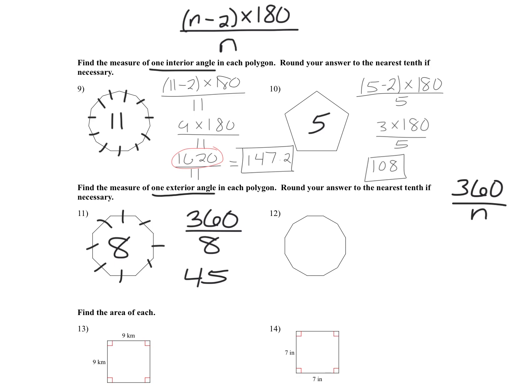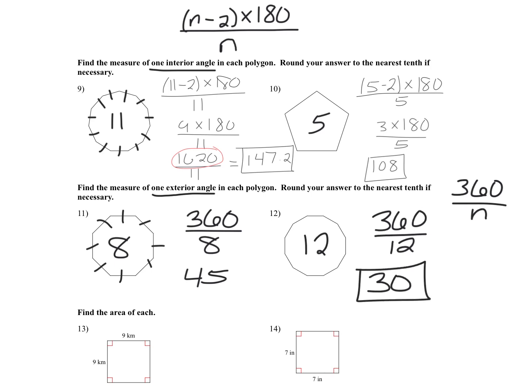12, how many sides does 12 have? 12. What's this 12-sided shape called? Dodecagon, yep. So take 360 divided by 12. What'd you get? 30. Good. We all got these formulas written down? Questions before we move on to area?